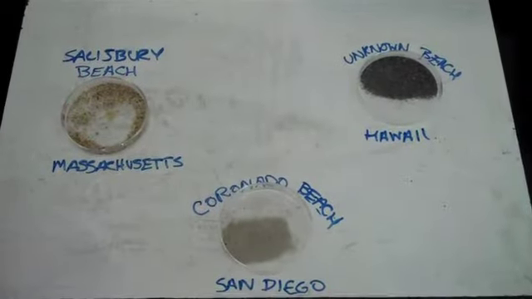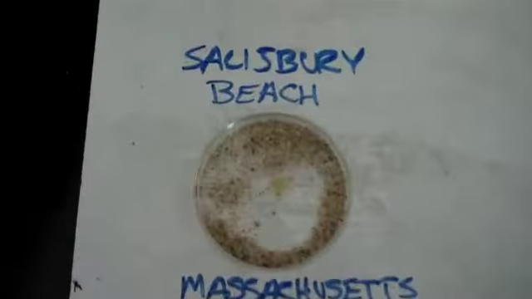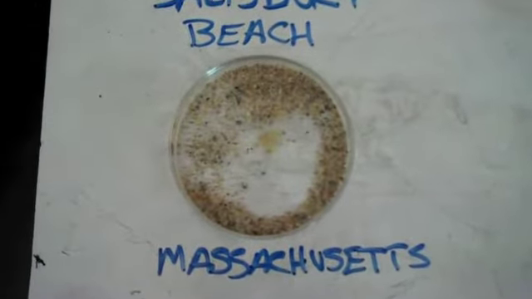Sediments can come in a variety of colors and textures. The sediment here from Salisbury Beach, Massachusetts, is very orange from the feldspar. It also includes quartz and some biotite.